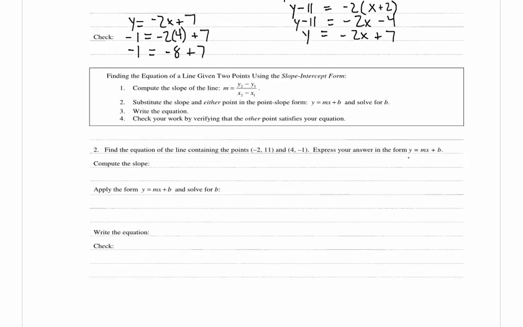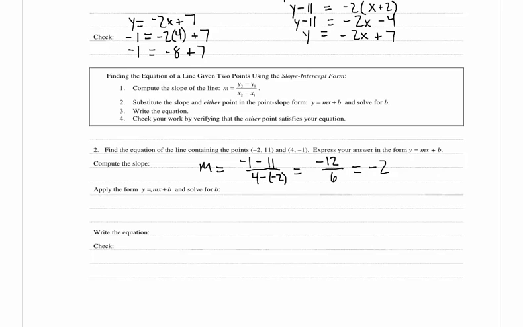Express your answer in the form y is equal to mx plus b. So the first thing we're going to do is compute the slope. So we have m is equal to y2, which is -1, minus y1, which is 11, divided by x2, which is 4, minus x1, which is -2. So we have -12 over 6, which is equal to -2. So we have a slope of -2.